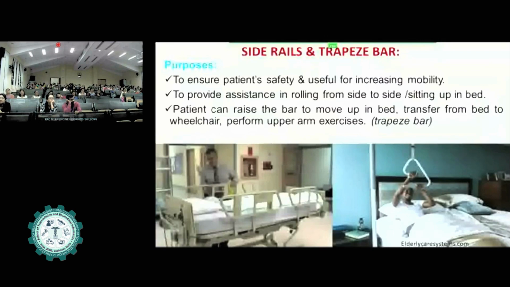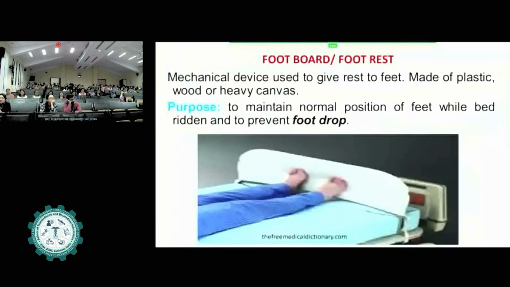Next is the footboard or the footrest. These are the mechanical devices used to give rest to the feet. It may be made of plastic, wood, or heavy canvas, or it can also be improvised with pillows. The main purpose is to maintain normal position of feet while bedridden and to prevent foot drop. I hope everyone knows what's a foot drop.